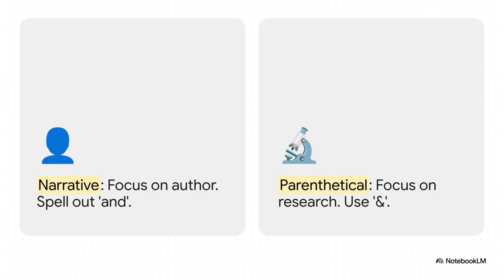Number 1 is the narrative citation. This is where the author's name drives the sentence itself, so the focus is really on the person, like Smith and Jones argued. And notice there, you actually spell out the word and. On the flip side, we have the parenthetical citation. This one focuses heavily on the research itself. The author's names are just tucked away in parentheses at the very end of the sentence, and here you use an ampersand instead of spelling out and. It's a subtle distinction, sure, but it totally dictates the rhythm of your academic voice.